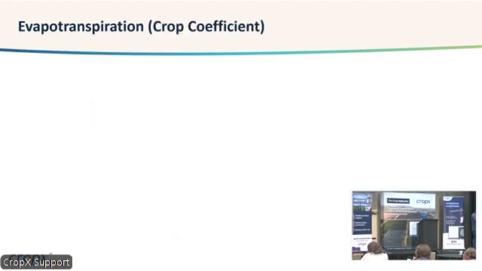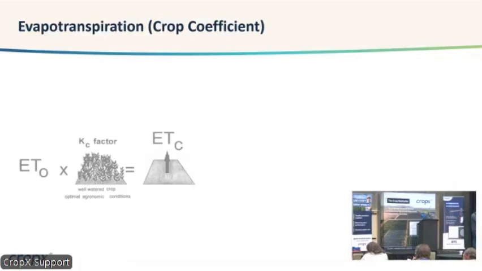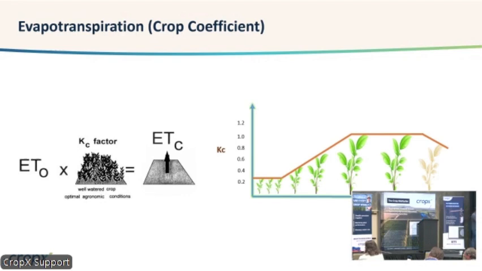What people have done in the past is take their ET naught, or reference ET, and apply a specific crop coefficient for their field. If you're growing corn, for example, you have this graph where at the beginning of the season you have your reference ET, which I want to remind you assumes optimal agronomic conditions, so a well-watered patch of grass. That's what a reference ET is for. Then you apply a crop coefficient and turn it into something called ETc, or crop evapotranspiration.